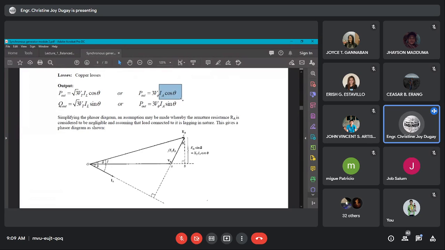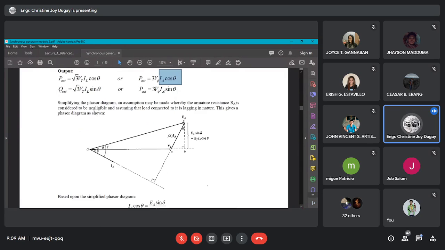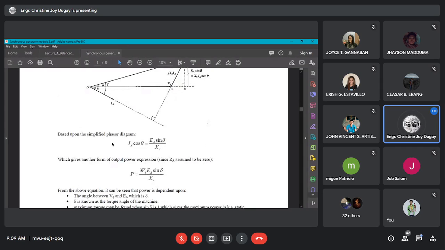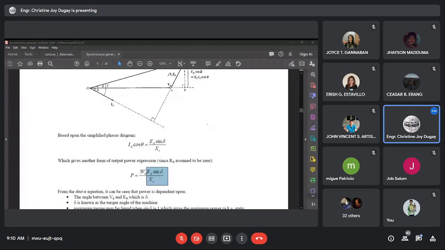Ayan. Sinubstitute niya yung value na yan dito. Ayan. Since ang IA cosine theta natin can be solved from EA sine of sigma over XS. Ayan. So, pinalitan niya ngayon dito. Ayan. Naintindihan po ba? Naintindihan po ba? Yes or no? Yes, ma'am. Okay.